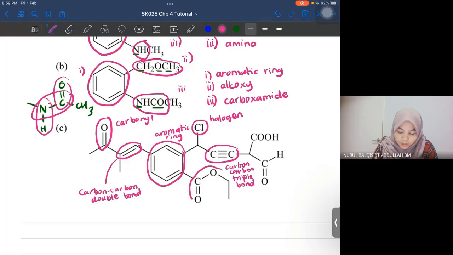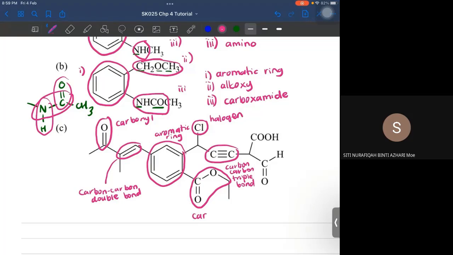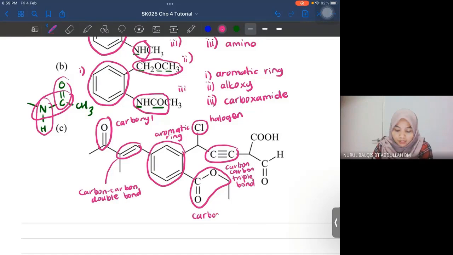Okay, then kita ada this carbon double bond O directly attached to it. We have O as well, but here you have this carbon as well. Ini kita panggil apa ni? We have carbonyl combined dengan alkoxy. So the name should be? Carboalkoxy. Yes, carboalkoxy. What is the name of class of compound? Ester. Good.